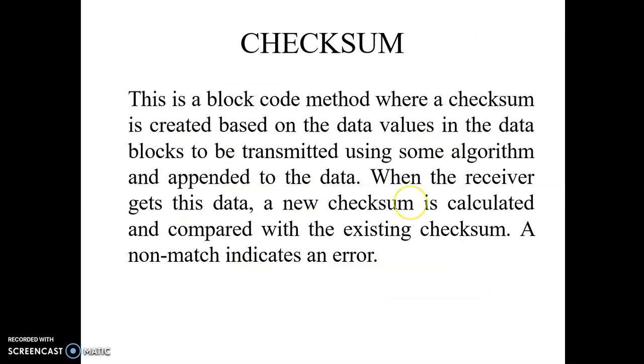This is a block code method where the checksum is created based on the data values in the data blocks to be transmitted using some algorithm and appended to the data. When the receiver gets this data, a new checksum is calculated and compared with the existing checksum. A non-match or mismatch at the receiver side indicates that there is an error in the received data frame.